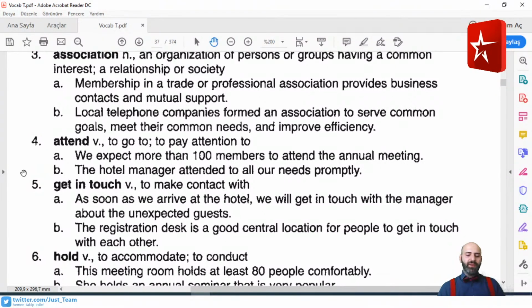For example, if I go to a different city for living, I will keep in touch with my friends from Bursa. Okay, so I will stay in contact with them. You understand? Good. Sentence B says, the registration desk is a good central location for people to get in touch with each other.